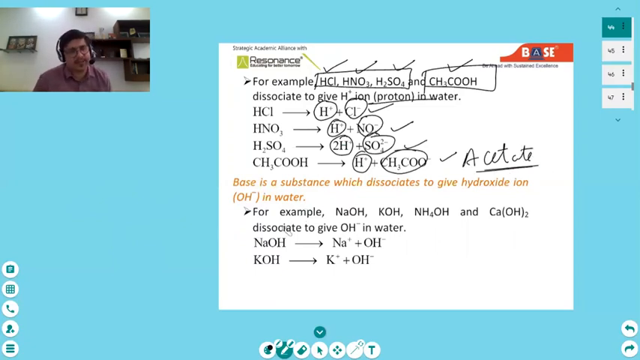Similarly, a base is a substance which dissociates or splits into hydroxide ion in water. So OH minus, for example, NaOH, which is known as caustic soda. KOH is potash, then ammonium hydroxide, calcium hydroxide. You know, inside water, it is known as what? That you have to tell me. Lime something it is known as? Quick lime?